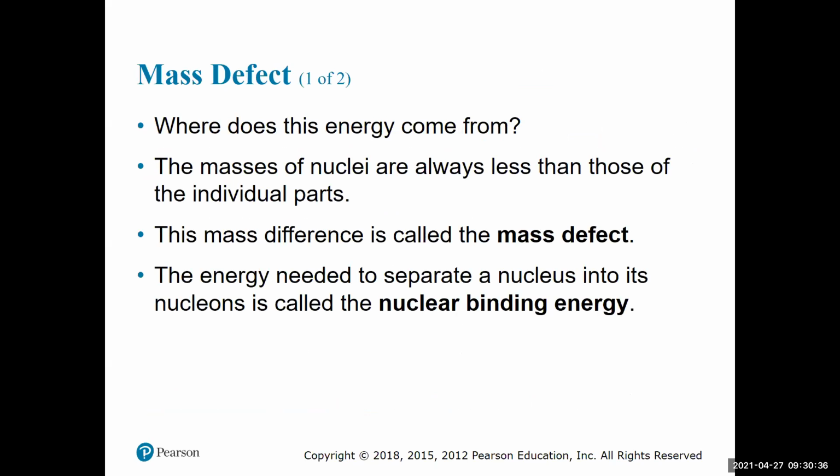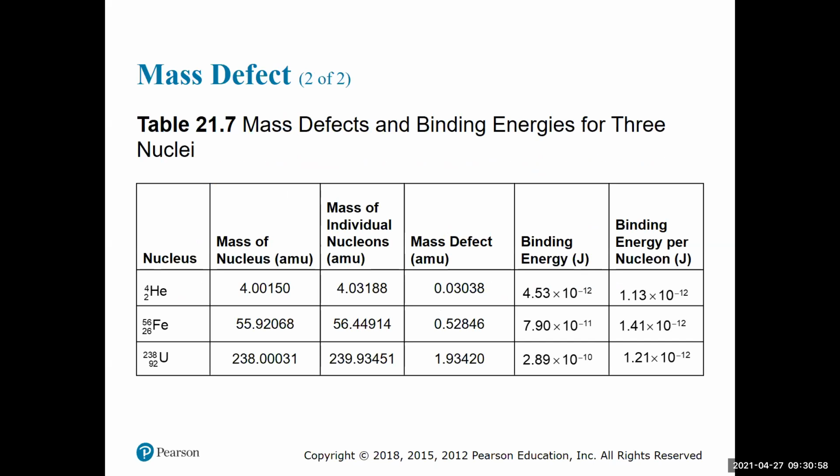So where does the energy come from? Masses of nuclei are always less than those of the individual parts. This mass difference is called the mass defect. And the energy needed to separate the nucleus into nucleons is called the nuclear binding energy. Here's a table of some binding energy values on the right-hand side, and some mass defect data. And this is the reason for the big energy in those.